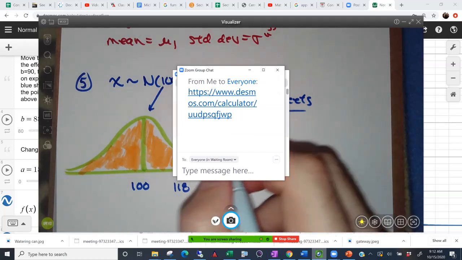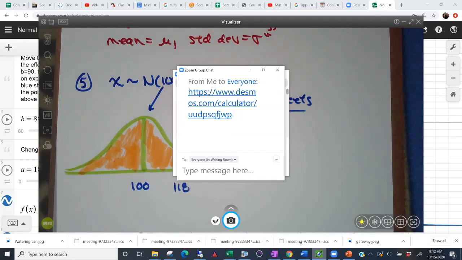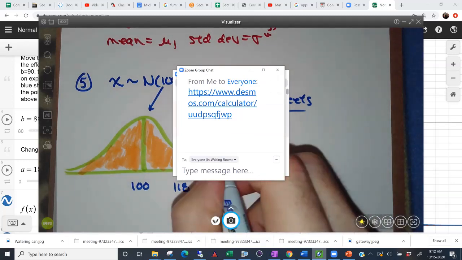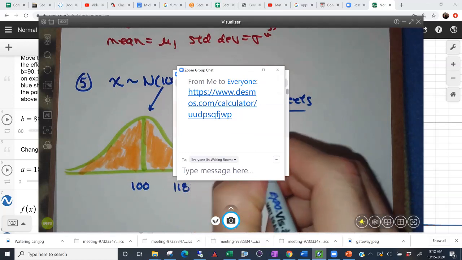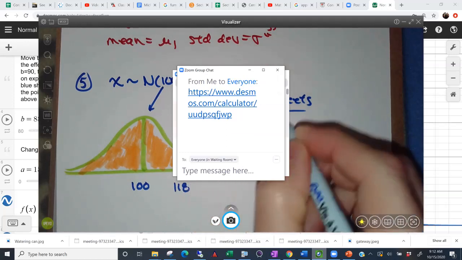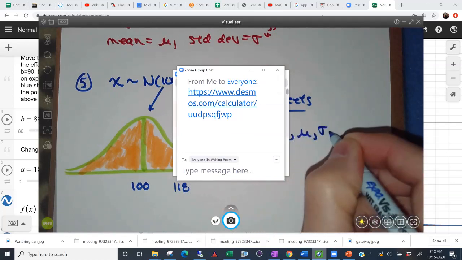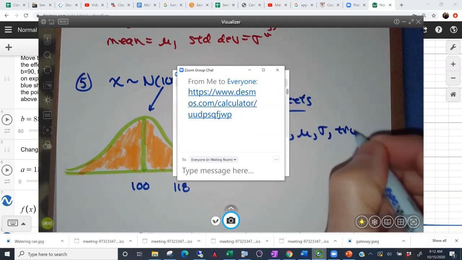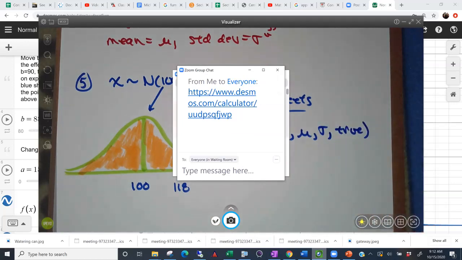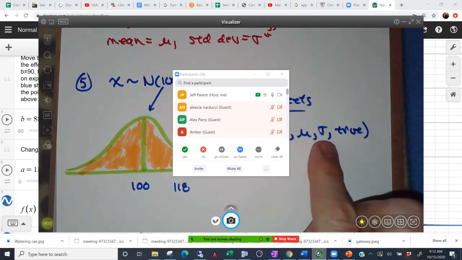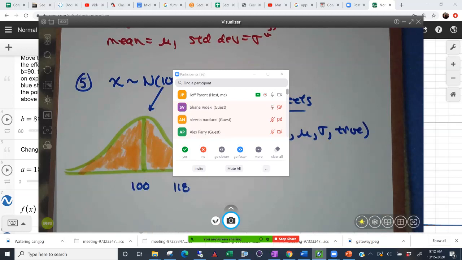For Google Sheets, the command is going to be pretty much the same as it was last time. Remember, the command is norm distribution of x, and then the mean, and then a standard deviation, and finally true. That's the basic command that you're going to use in Google Sheets. That's going to give you the area to the left of x with a mean of mu and a standard deviation of sigma for that particular normal curve.